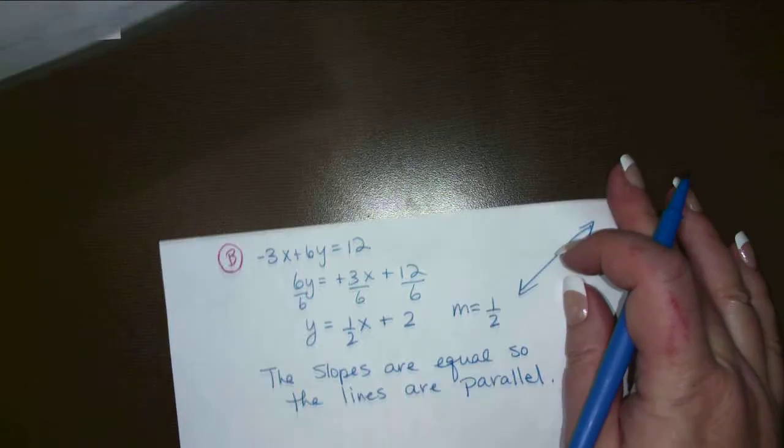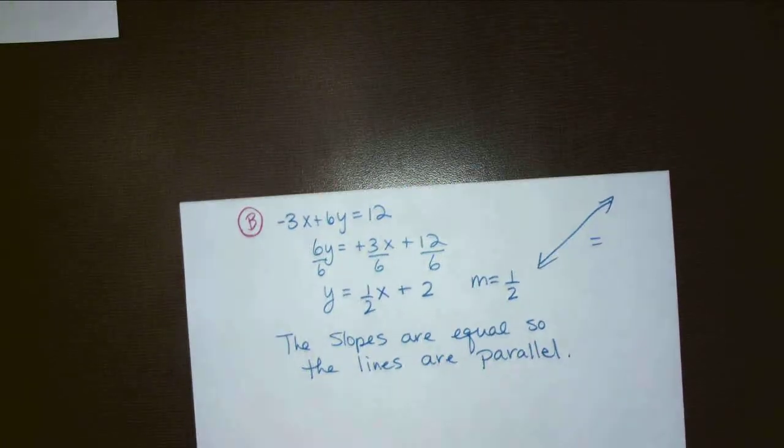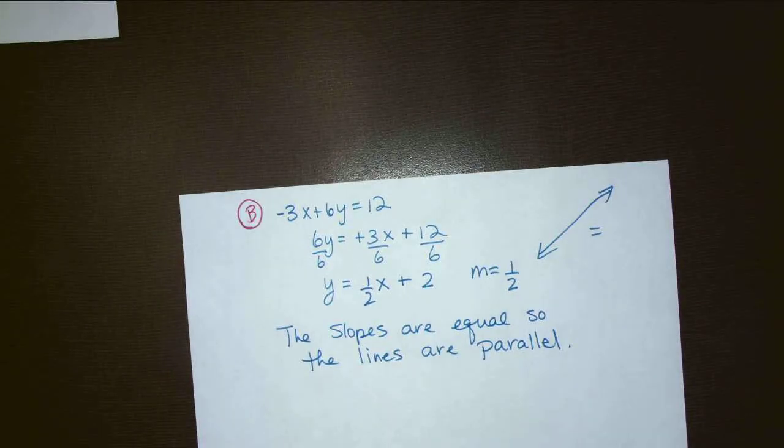And any question like that, you would do the same thing. You take your system, you rearrange them, so you can read off the slopes. So how would it be perpendicular? What would we see? Negative reciprocals. And what if it was neither? Then they're not the same, and they're not negative reciprocals.